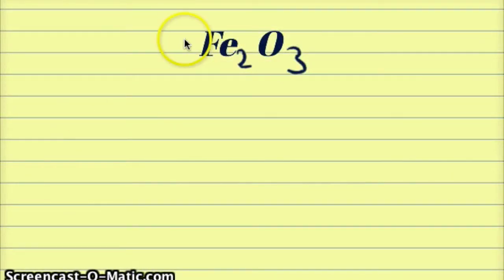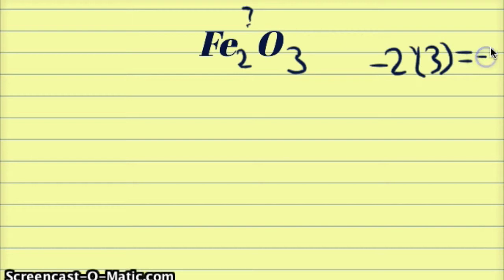This one we have iron, and we don't know what charge it has. It's a transition metal, so we don't know the charge. Now we know that we have 2 irons. And we have oxygen here, and we know that oxygen is -2. Now again, we know that we have 3, so it's times 3. So that will give us -6.